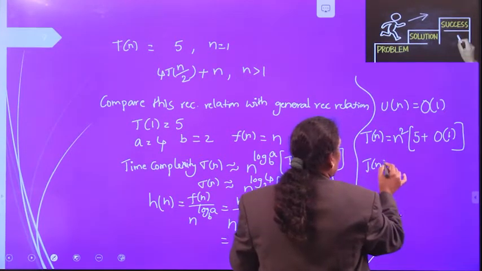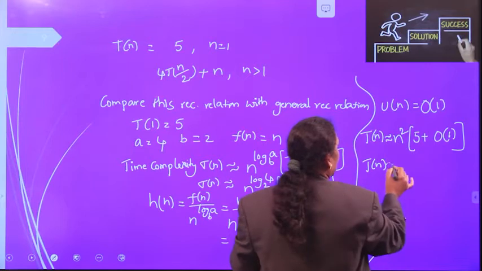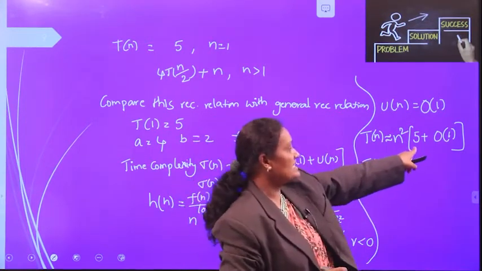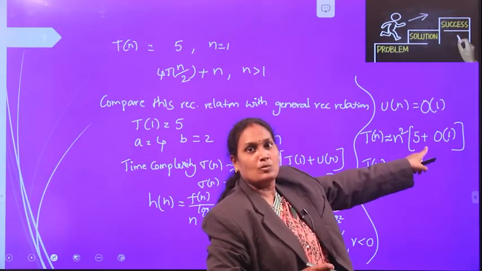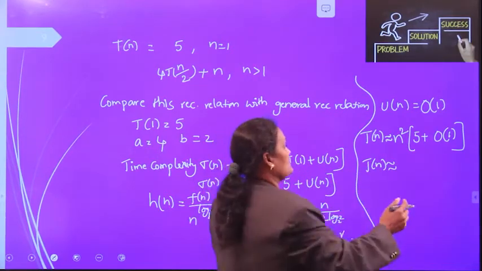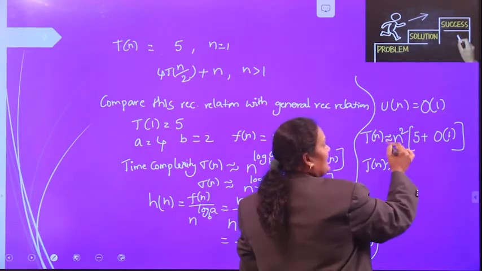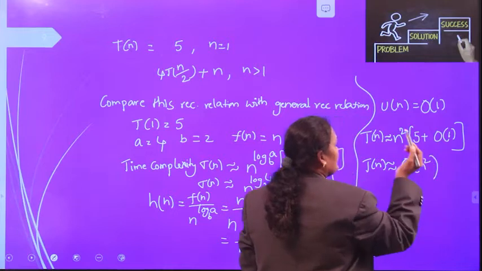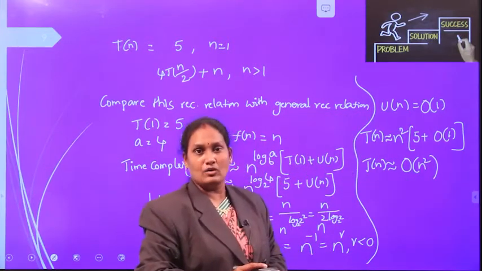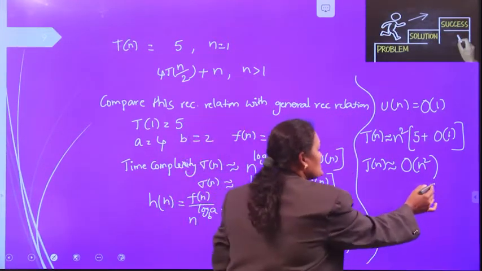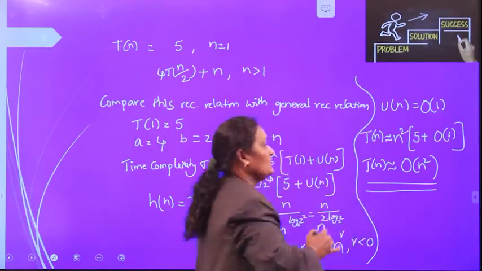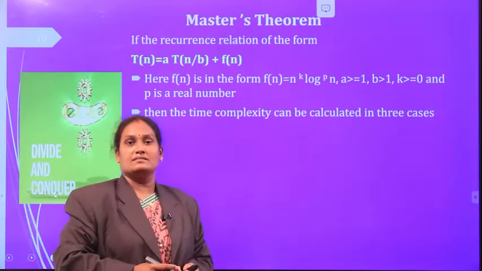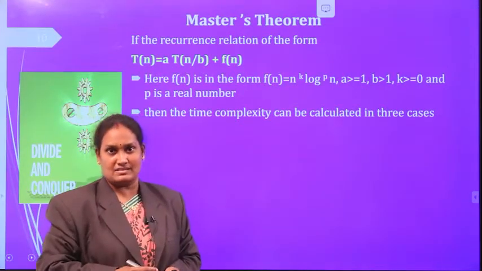Now T of n, here you need to write identically equal. T of n is identically equal to, since this 5 is constant, I am omitting that 5, and I am multiplying the n square with 1. We will get T of n is equal to big O of n square, which gives the time complexity of the given recurrence relation. Now I am going to explain the next one, which is nothing but Master's theorem.